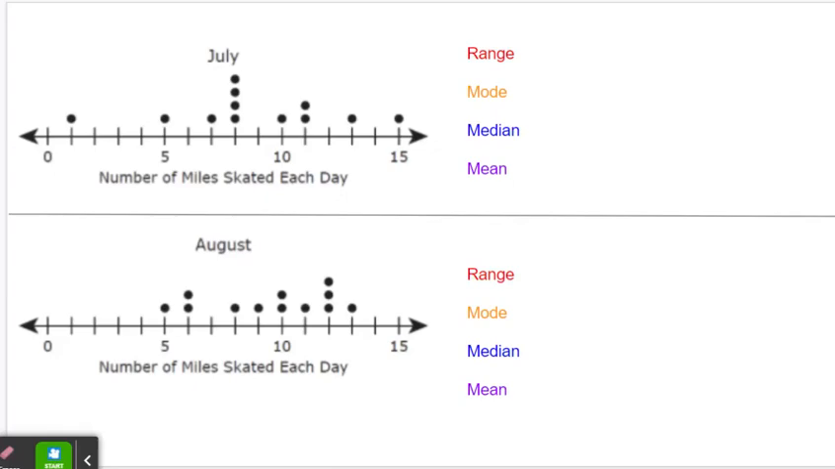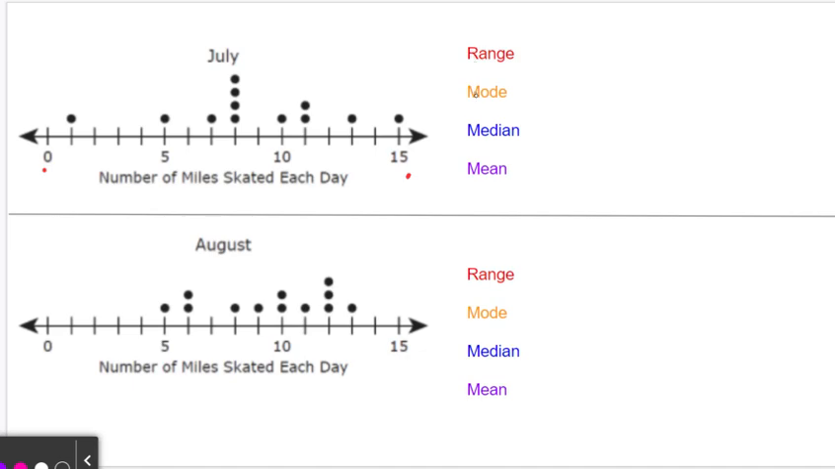Today we're going to be looking at dot plots and comparing their data pieces. The first thing we want to look at is this data set on the top, which is the number of miles skated each day in July. The bottom dot plot is the number of miles skated each day in August. We have 0 to 15 on the scale for both, but the dots don't all land in the same spot.